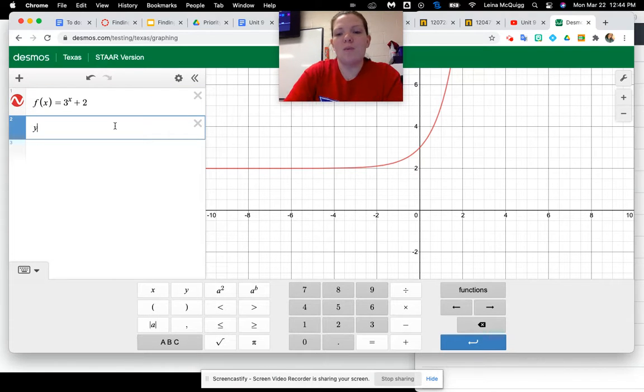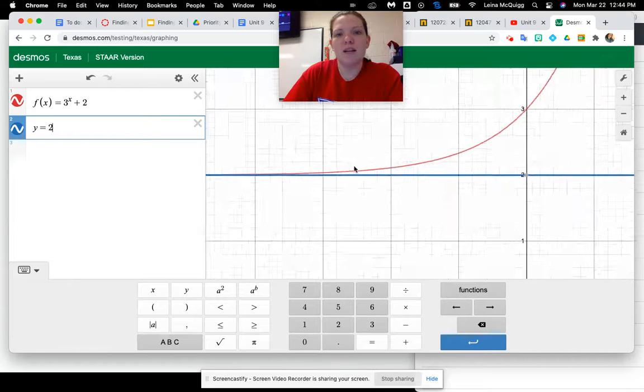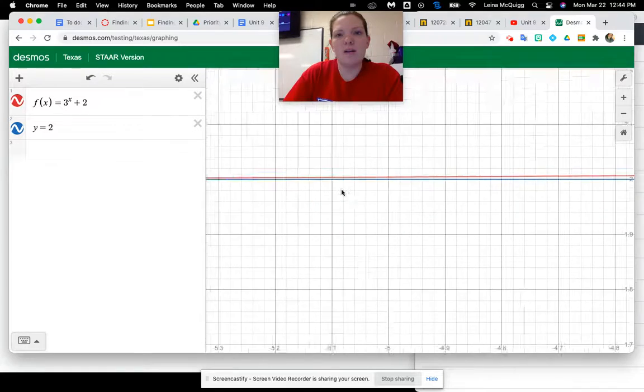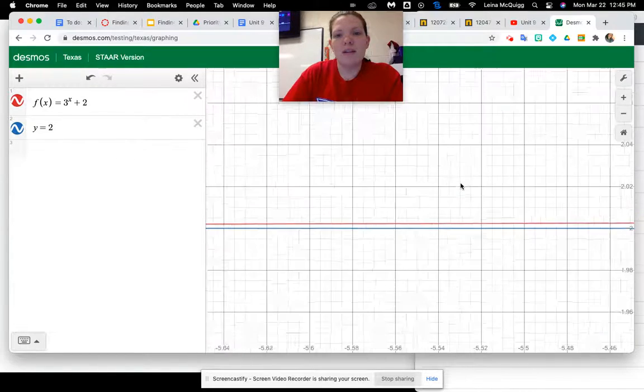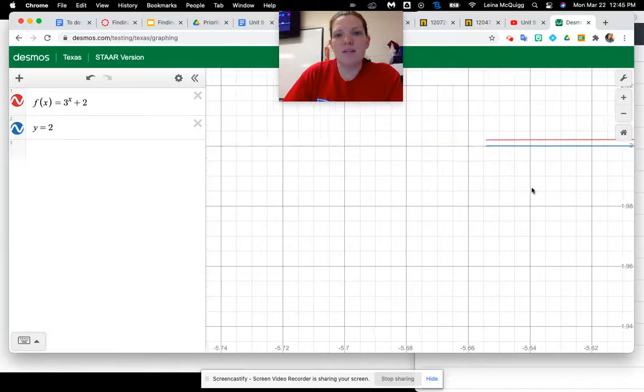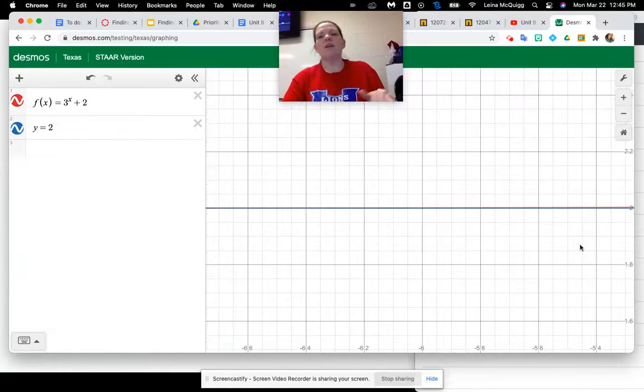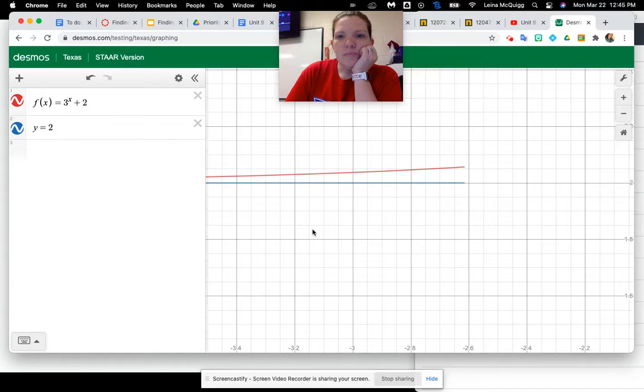And I can type that in, y equals 2, and see. It's going to get really, really close. But if I keep zooming in on this, it's never going to actually touch it. There's always going to be a space. No matter how far out I go, if I zoom in, there's going to be a little tiny space, no matter where I'm at on this line. Okay, so that's what my asymptote is telling me.